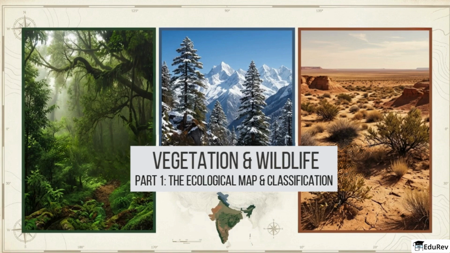Let's start with Vegetation and Wildlife. Part 1. The Ecological Map and Classification. This chapter is not really about memorizing forest names. It is about learning the environmental logic behind them. We'll first build the rule that decides vegetation. Then, we'll map India's 5 major vegetation types.